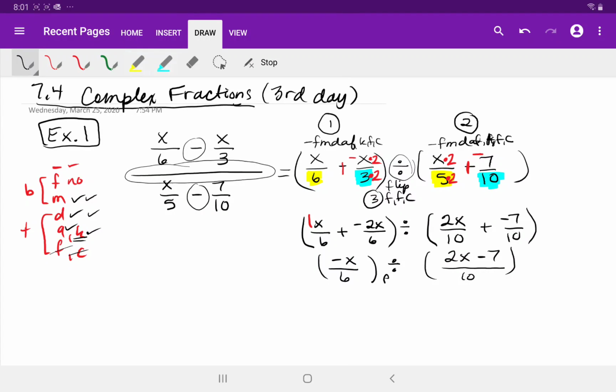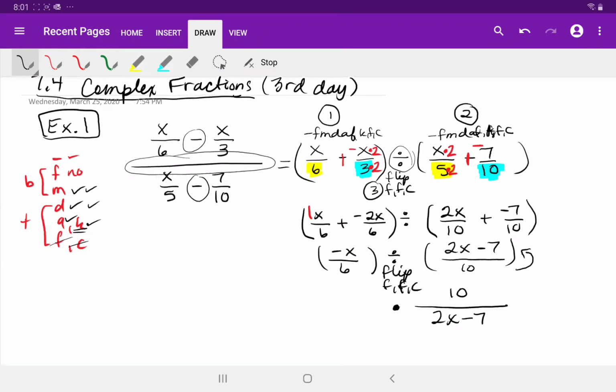Now, division is FFC, except there's one word first. What's before the FFC? Flip. So I need to flip FFC. So you always flip the fraction after the division. So this is the one you flip. Now you can only flip the whole fraction. So you can't flip individual fractions. You have to have one fraction here, one fraction.